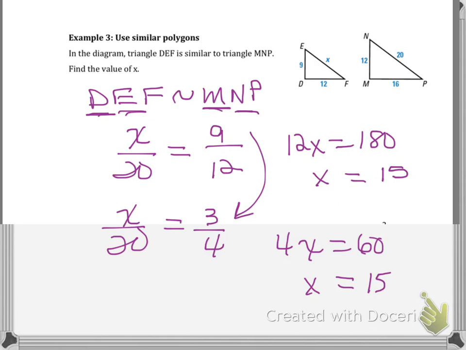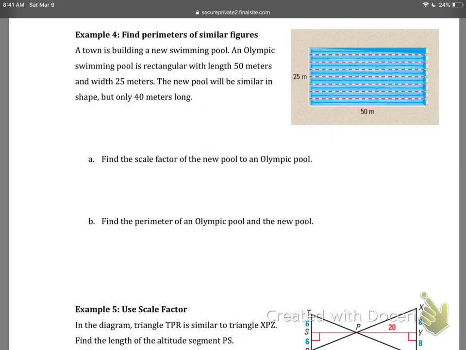So let's go on to example 4 on the next page. Okay, example 4 says a town is building a new swimming pool. An Olympic swimming pool is rectangular with length 50 meters and width 25 meters.